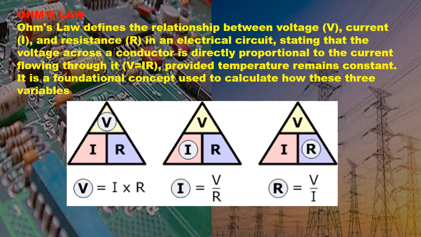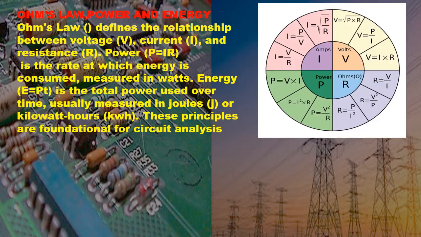First one, if you want to calculate the voltage, you circle the voltage, and you are left with current and resistance. So voltage equals current times resistance. If you want to calculate current, circle the current, and you are left with V on R. If you want to calculate resistance, circle the resistance, and you are left with V on I. So that's how you use Ohm's law, or you can use it for any three-variable formula.